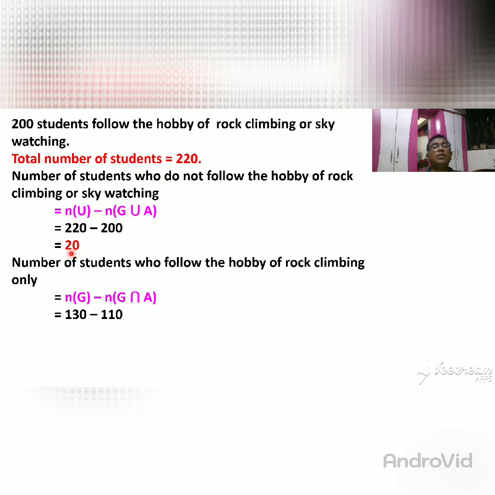So see, the number of students who follow the hobby of rock climbing. How many students follow only the hobby of rock climbing? Only, purely. Here rock climbing is given as 130. But in the intersection they are showing 110. So that 110 must be subtracted from 130, then you get purely rock climbing students. So 130 minus 110, the rock climbing students are 20.